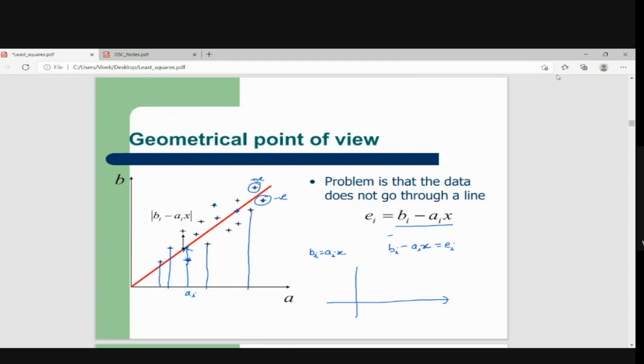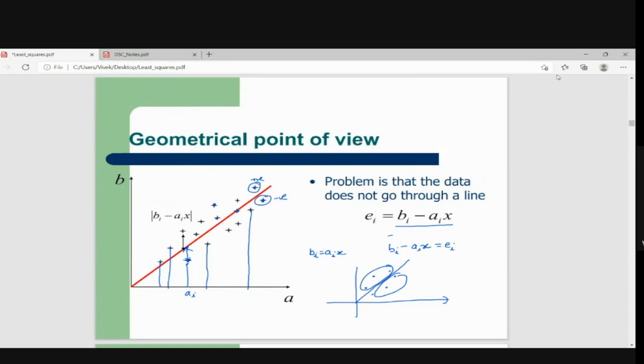Suppose you are considering a line like this one, and suppose I take one point here, one here, and another here, and one here. Taking the mirror image along this line, suppose I'm taking 6 points. Of the 6 points, 3 errors will be positive and 3 will be negative. If I add them together, it may happen that the complete error will be zero.